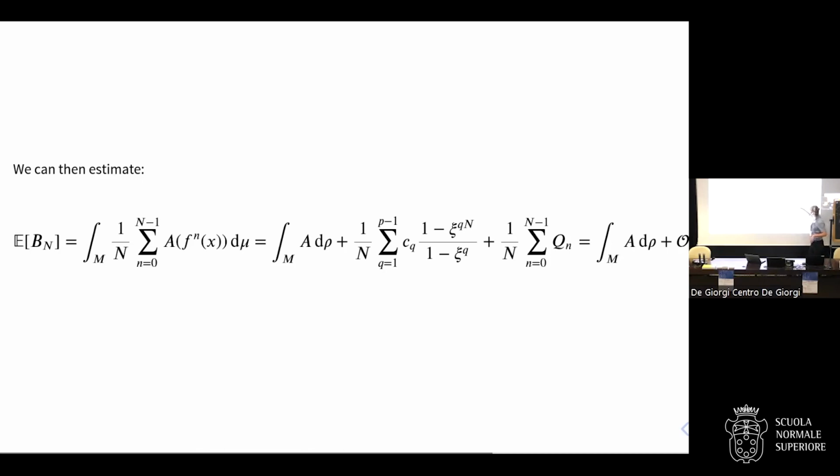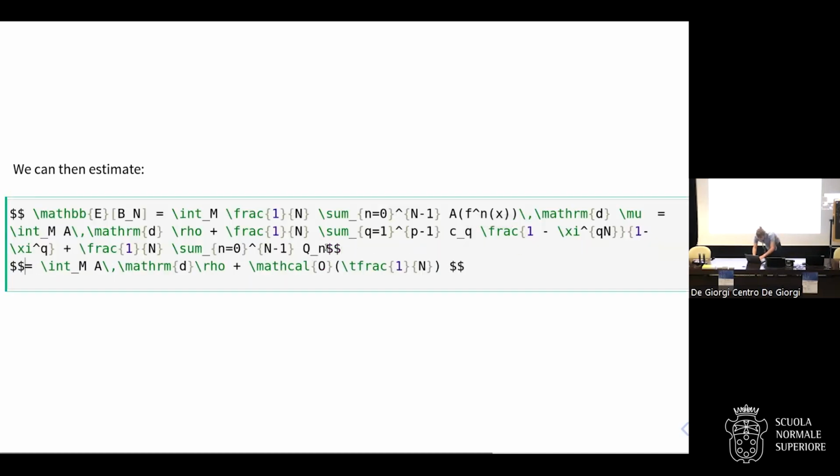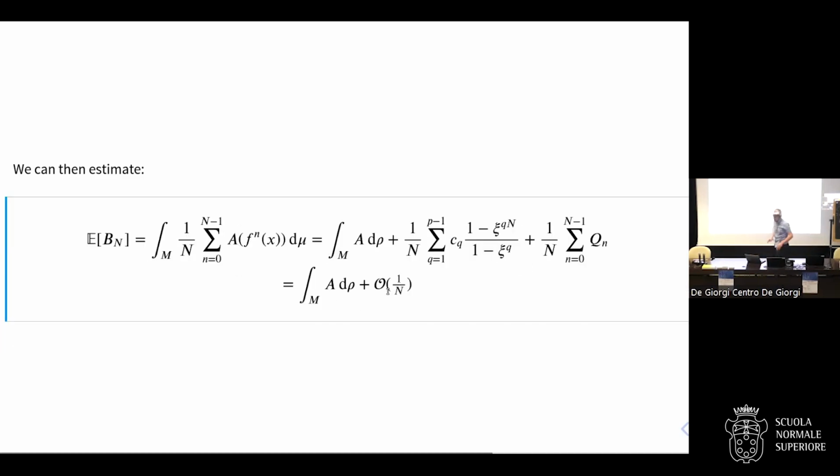And this thing here, the sum of qn, we run out of space there. This sum here, which is qn, these are exponentially decaying, so the sum of them is always going to be bounded as you take n to infinity. So this here is also order 1 on n. Looks a bit ugly here, but okay. So somehow our Birkhoff sum here is like the integral of A with respect to rho plus some error here that decays.